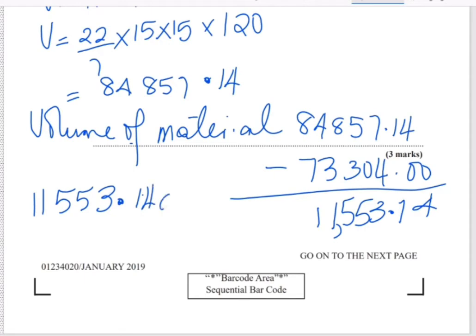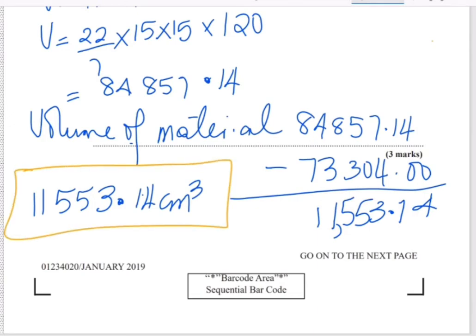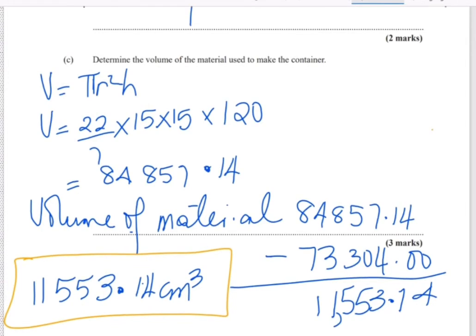Alright, so the volume of the material would be 11,553.14 cubic centimeters, and this would be the volume. Good. So we're finished with that question. It asks us for the volume of the material used to make the container, and we have found the volume by finding the larger one first, subtracting the smaller one from the larger one, and what's left would be the volume of the material.